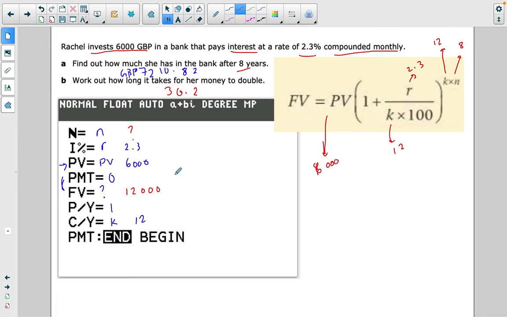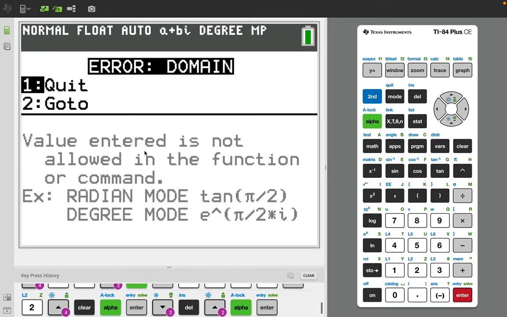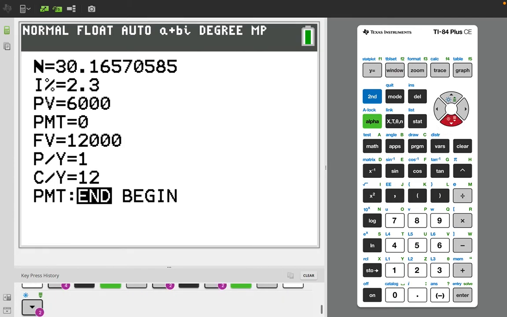Regarding the negatives, I'll just show you what happens if you don't write a negative. If you try and solve it now, it's going to give you an error. If you read the error, values entered are not allowed in the function. Basically the idea is if you're doing present value, future value, any pair of these, one of them has to be negative. That's how the calculator operates. So logically, the 6,000 has to be negative because you're taking money out of the bank.